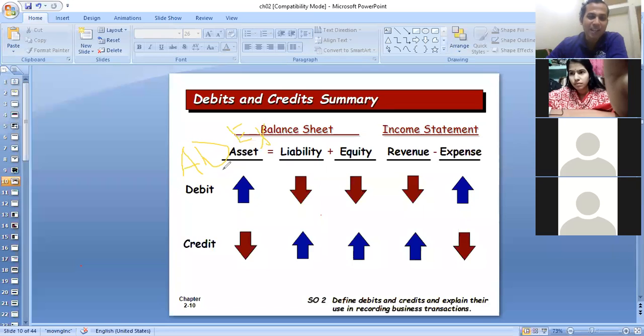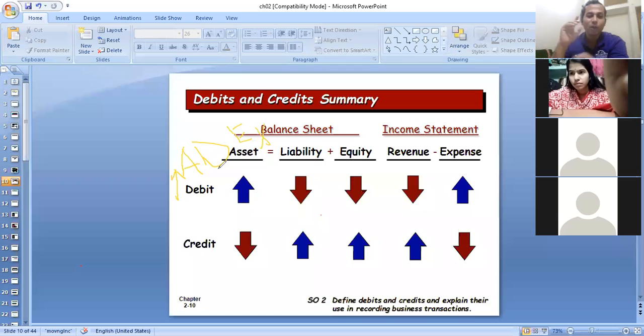What did I write? ADX. So make it clear. What does A stand for? A stands for assets, D stands for dividend or drawings, and EX means expenses. So if ADX increase, I'm putting it here, increase, up arrow. So ADX increase means debit. ADX decrease means credit.